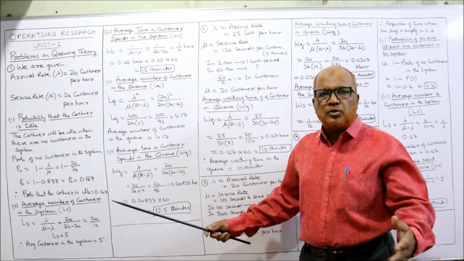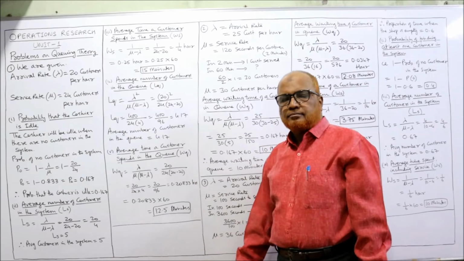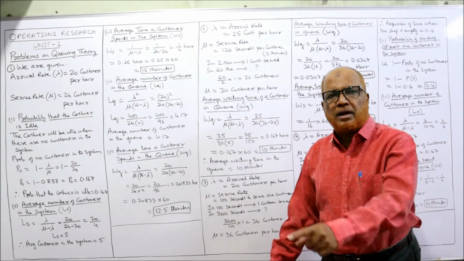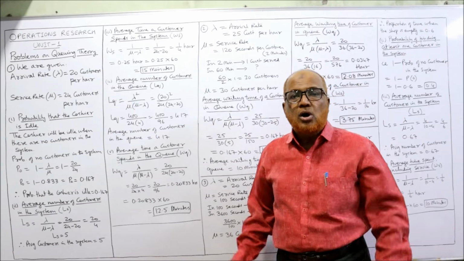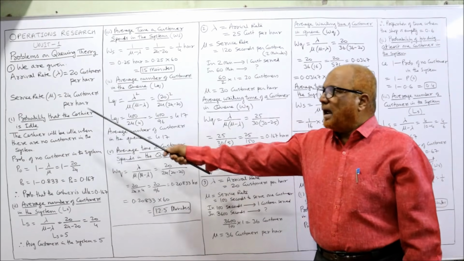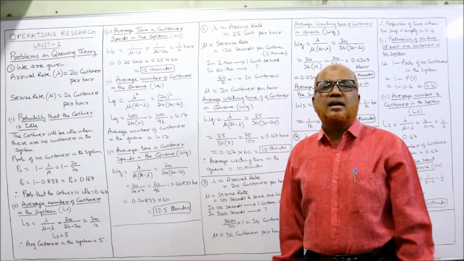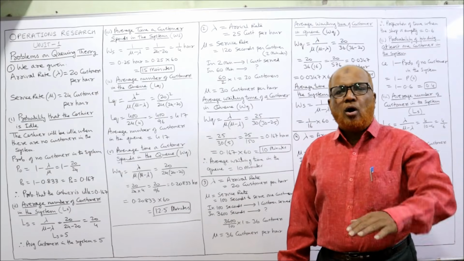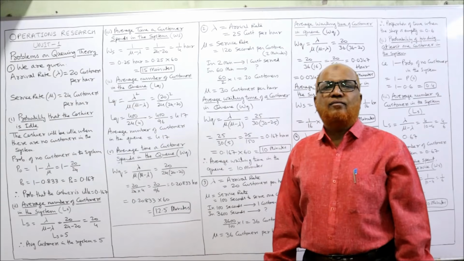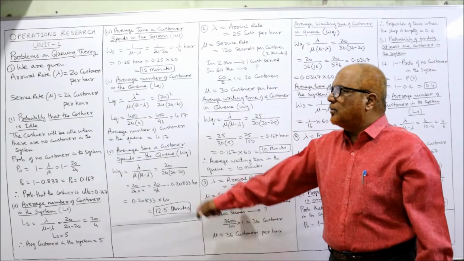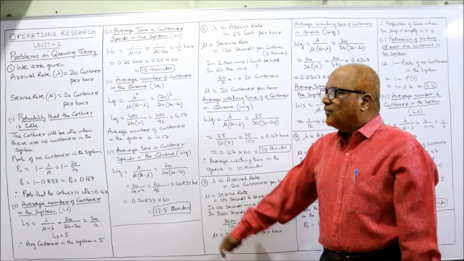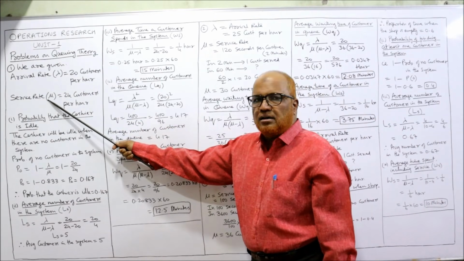Now, see how we have to proceed. We are given the arrival rate, lambda, equal to 20 customers per hour. Every hour, 20 customers on an average arrive and join the queue. And the service rate is denoted by mu. How many customers will be served, will be processed in 1 hour? It is given in the problem: 24 customers are processed in 1 hour. So we are always given lambda and mu.